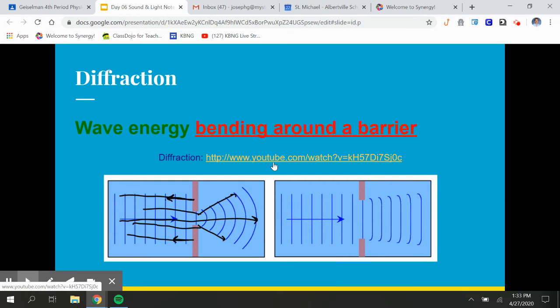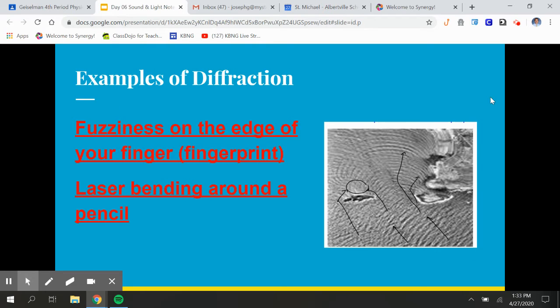So check out this YouTube video. Hopefully that'll help you with diffraction. Light diffraction is even a little bit harder to understand, but it's kind of cool, and there's some really cool demos you can do with it. Diffraction is also part of the fuzziness on the edge of your finger. You can also get a laser bending around a pencil. There's a lot of diffraction going on, and we can do a lot of really cool things with diffraction.